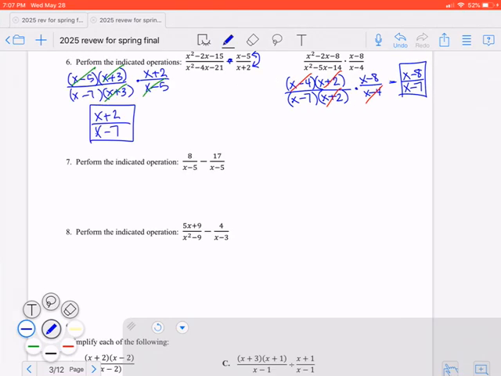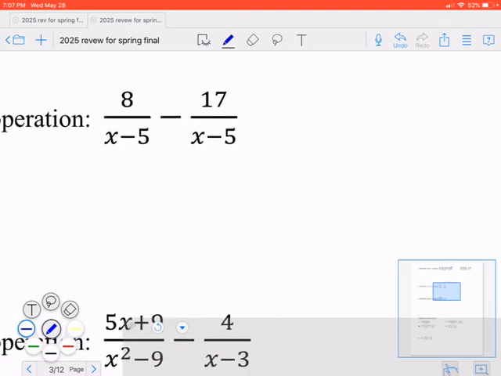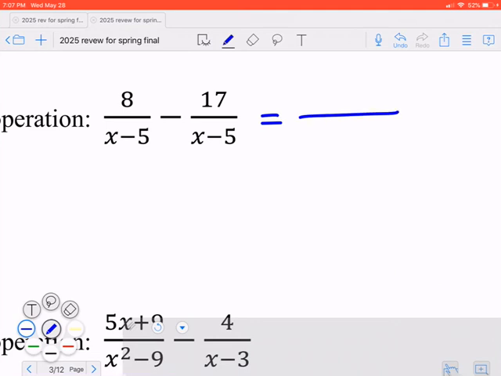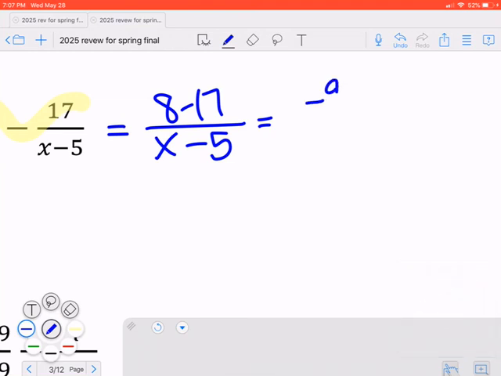All right, subtraction. For adding and subtracting, we need a common denominator. And in this problem, we already have a common denominator. So that's our denominator in the answer. And then we do the operation to the numerators. 8 minus 17 is -9 over x minus 5 is our answer.